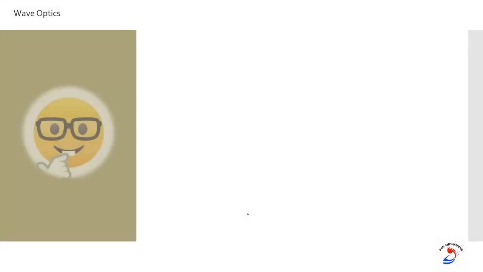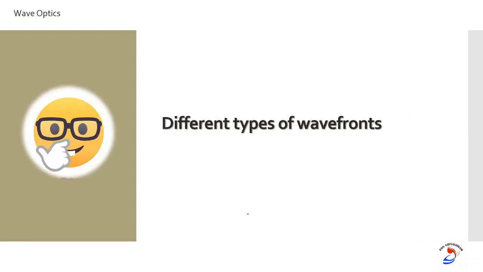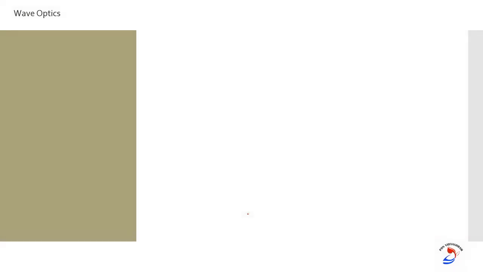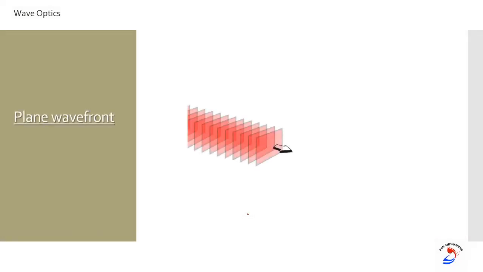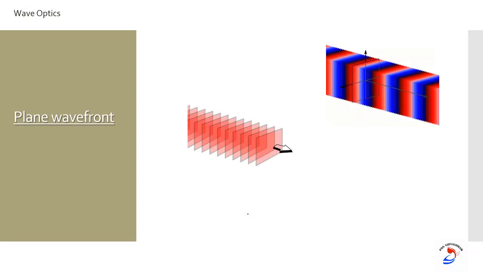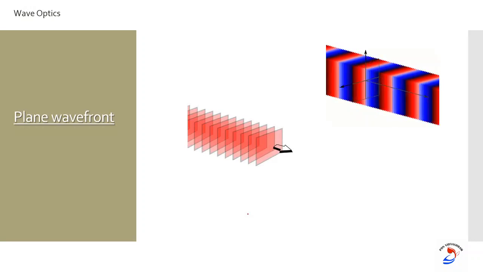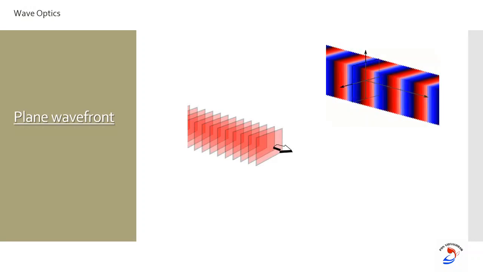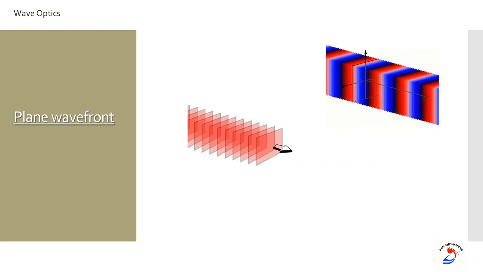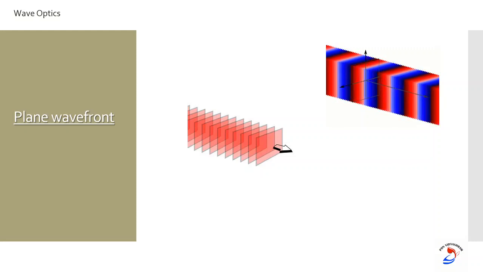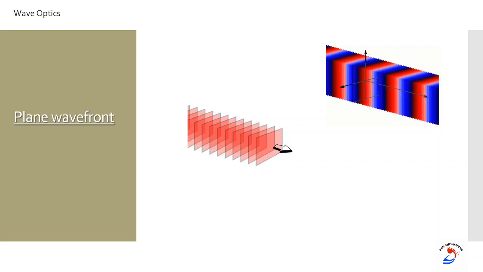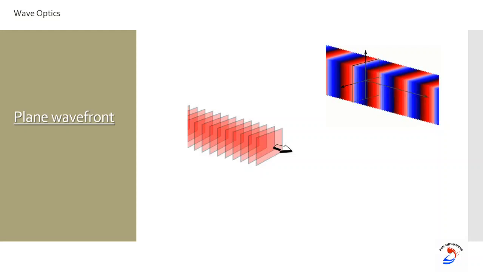Next, now that you've understood what a wavefront is, a new term that you've learned today, let's see what are the different types of wavefronts. Okay, a plane wavefront. What you saw in that picture is a plane wavefront, where they're all just plane surfaces marching one behind the other. The video that you see is actually a series of plane wavefronts moving along the x-axis.